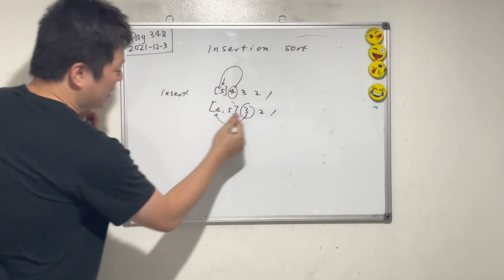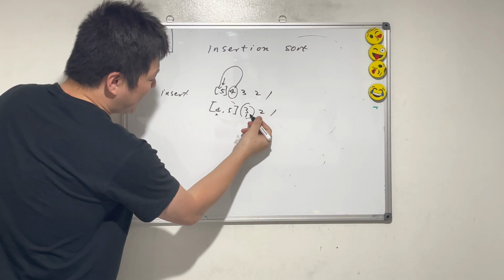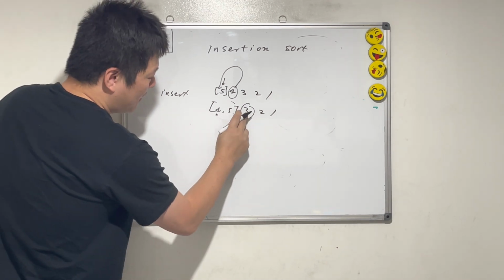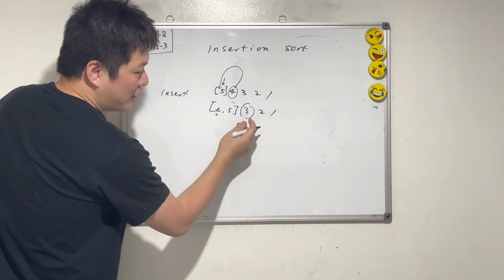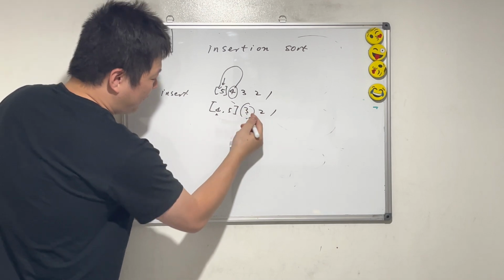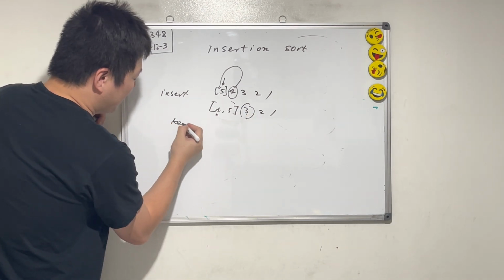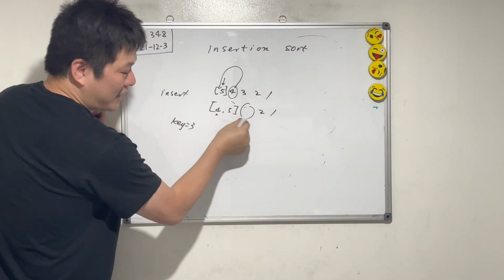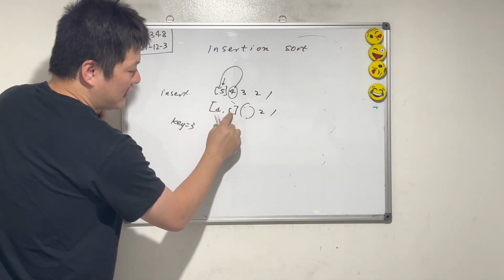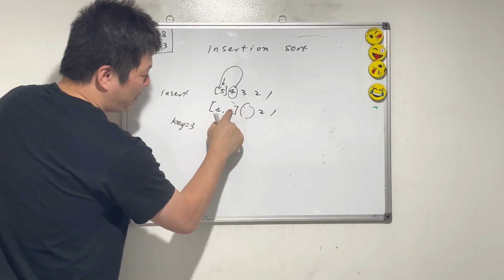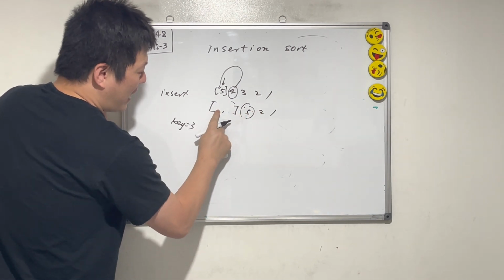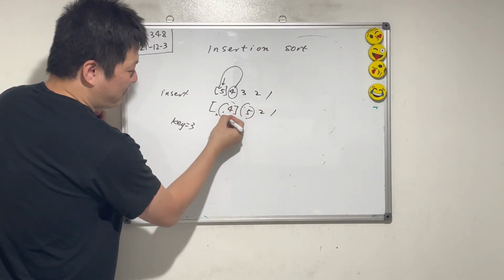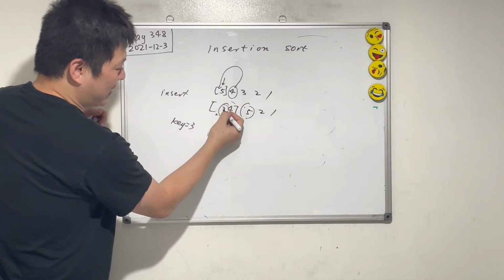But how can we do it? Look, 3. So when this 3 is smaller than 5, right? When 3 is smaller than 5, so first of all we take the number key equals 3. We remember it, right? We remember it, and then we move it. We shift it. So what happened is that 5, I put it here. 4, I put it here. Okay, and then I have a space for a 3, so I put a 3 here.